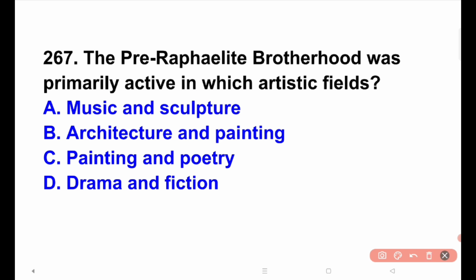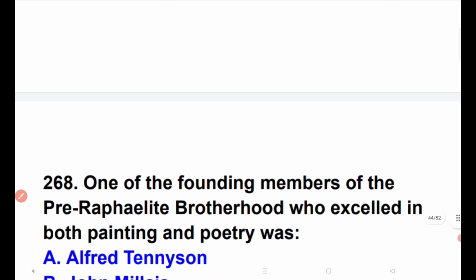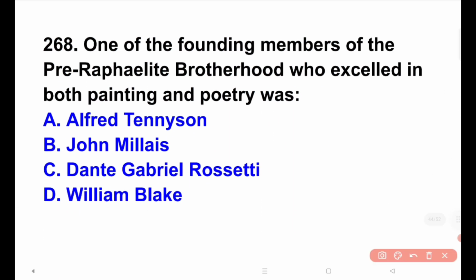Next, one of the founding members of the Pre-Raphaelite Brotherhood who excelled in both painting and poetry, a well-known name, D.G. Rossetti. Sisters of Dante Gabriel Rossetti were closely linked to this movement, and Brontë, Shelley, and Browning were notable poets, but not associated with the Brotherhood.